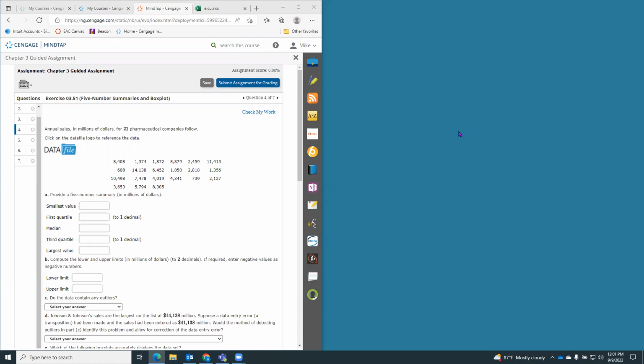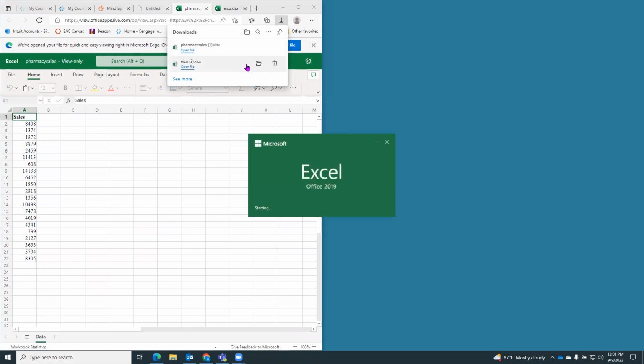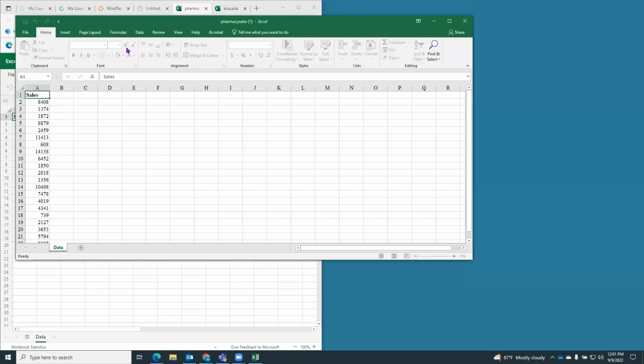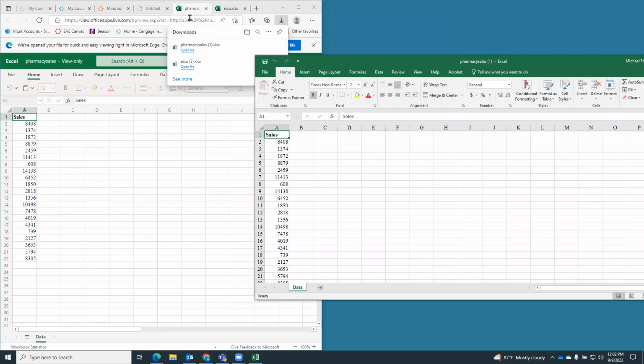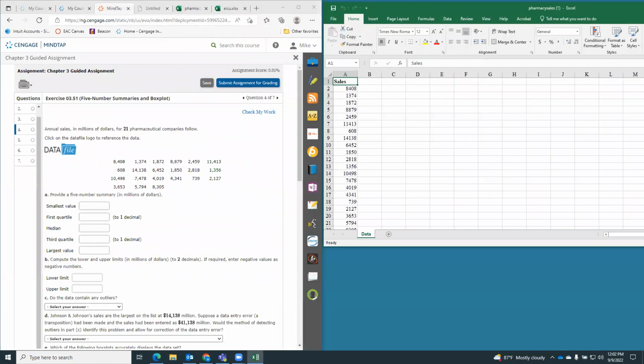And so now we'll start on number 4, which is annual sales in millions of dollars for 21 pharmaceutical companies. Click on the data file logo to reference the data. So if we click on data file, we're going to download it. Open the file. Okay, so here's all of our data.